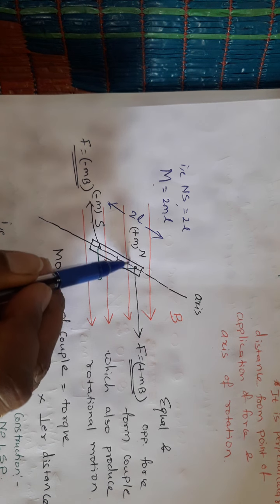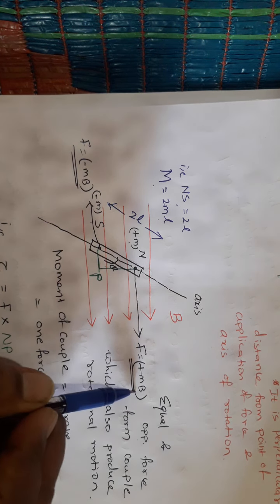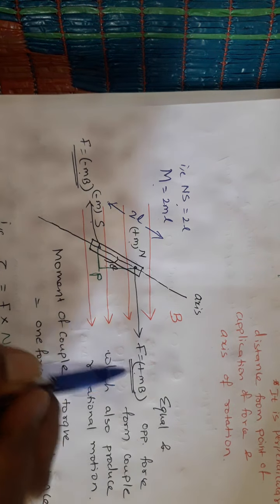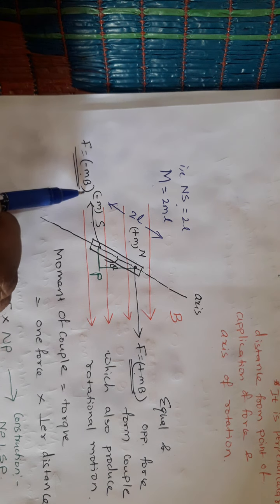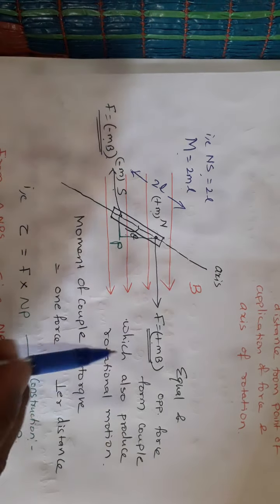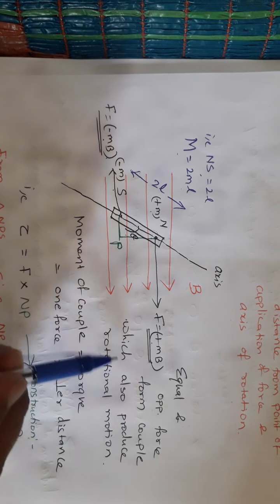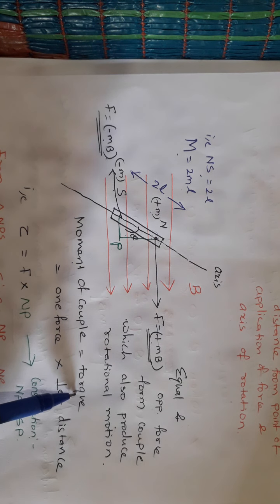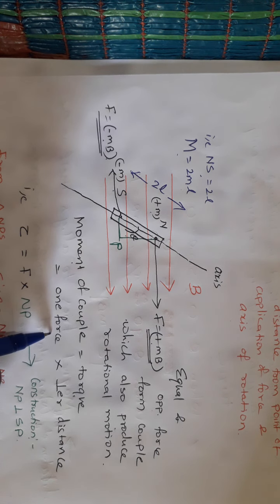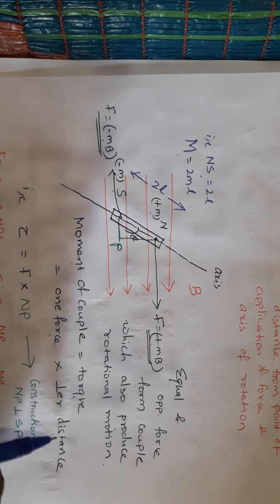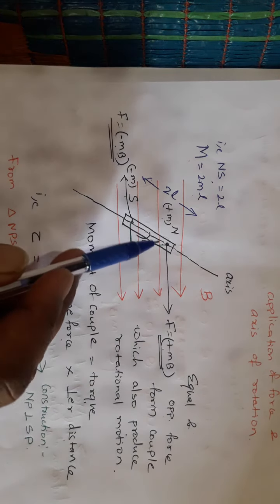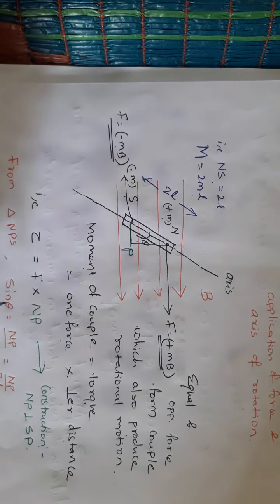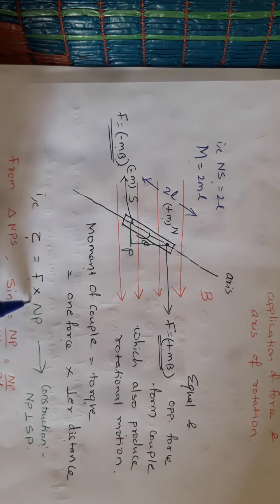So the north pole experiences a force F equal to plus mB, the south pole experiences a force F equal to minus mB. So this plus mB and minus mB are equal and opposite. Therefore equal and opposite forces form a couple which also produces rotational motion. So the moment of couple is also known as torque. And now our formula becomes one force into perpendicular distance. Now in order to get the perpendicular distance, we make a construction NP perpendicular to SP. So torque becomes F into NP.